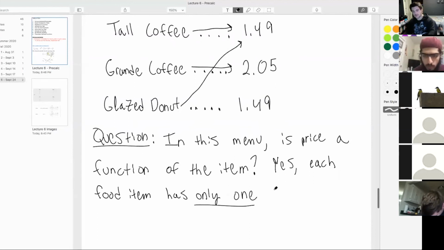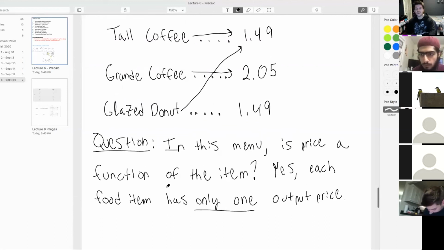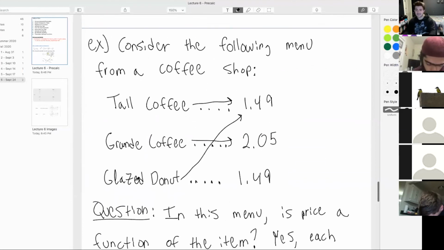Whenever you use the term "function of," you're asking whether it is the output of the input. So whatever comes after "of," that's the input. Function of the item. So in this case, the items on the left-hand side of the menu are our inputs.